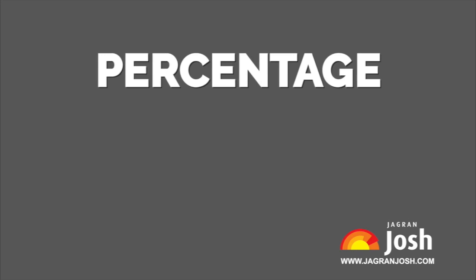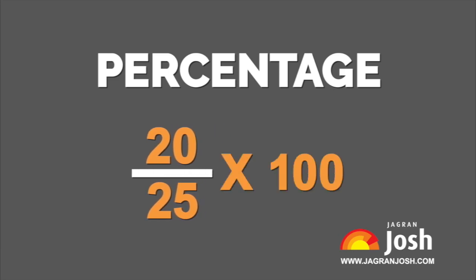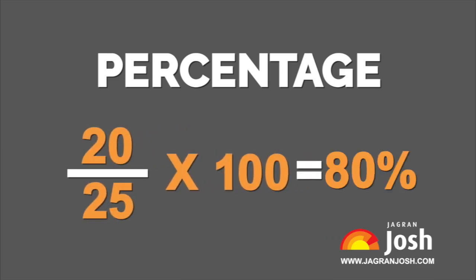For instance, if a student scores 20 out of 25, his score out of 100 is given by multiplying the fraction by 100. That is, 20 divided by 25 times 100 is equal to 80%. Thus, any given ratio can be converted into percentage by multiplying the ratio with 100, and vice versa to convert percentage into decimal or fraction.